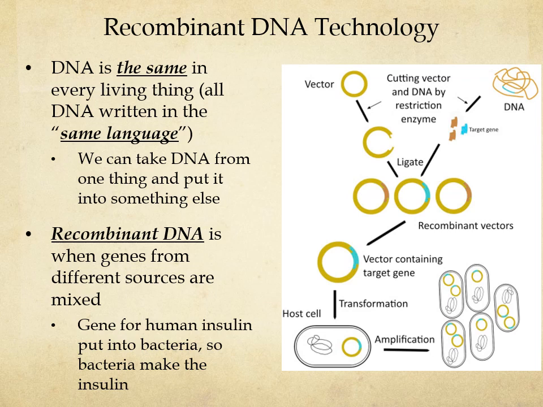So in this picture here, we can take the gene for something from the sample of DNA up here. You see the little bluish segment there that's highlighted. Let's say that's the insulin gene. So this is a human DNA sample. We take the gene for insulin and we cut it out. So there it is right there.